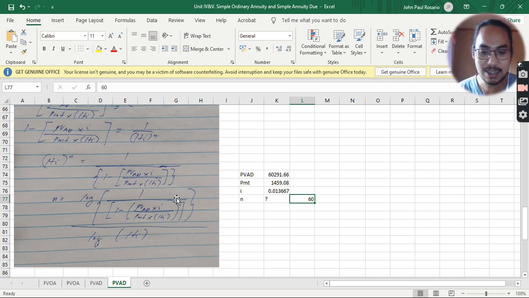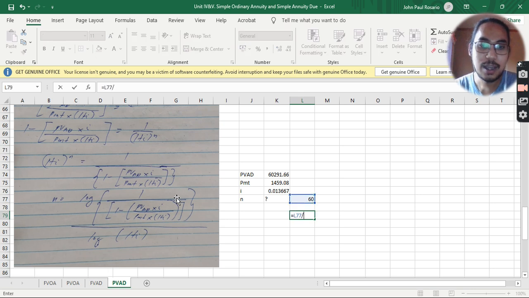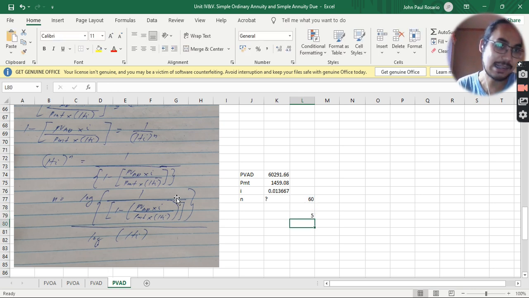Multiplied by 1 plus i. So that's 1 plus 0.164 over 12. Okay, that should give us 60 payments, or a total of 5 years.